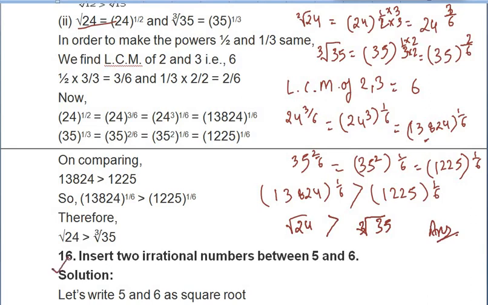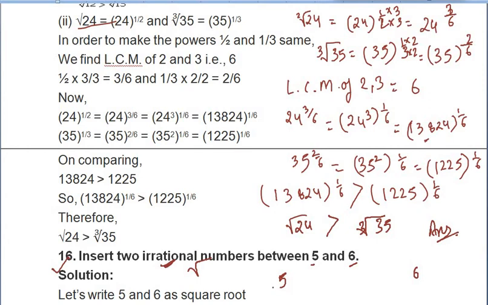Now question number 6 is saying insert two irrational numbers between 5 and 6. Irrational number means the number should have under root. We have to insert such a number between 5 and 6. So let us see how we can insert. What we have to do? This 5 and 6, you see there is no number between this 5 and 6. Neither irrational I can see nor rational I can see.